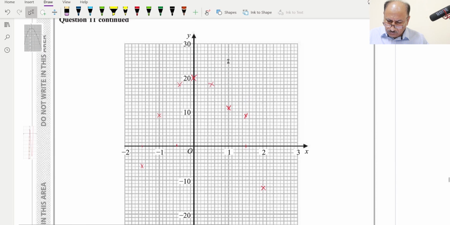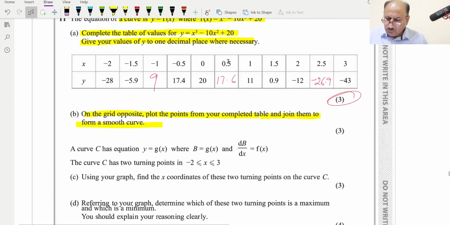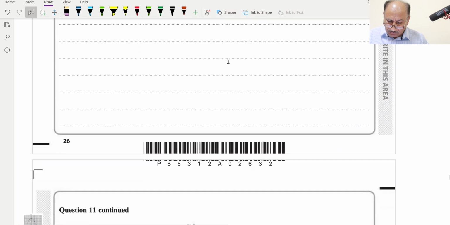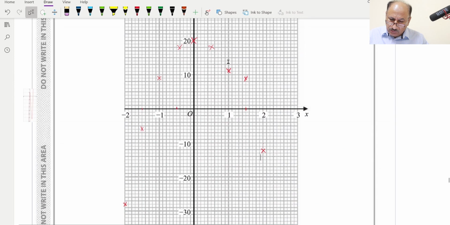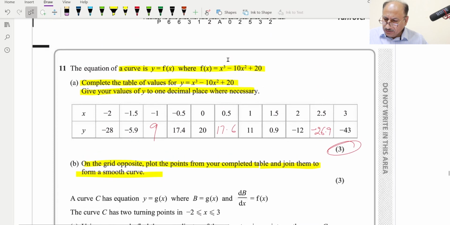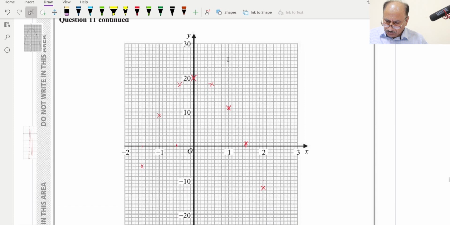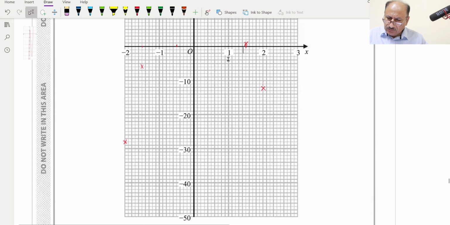So for 1.5 and 0.9, oh, 0.9 is not even 1. So 0.9 will be over here. So this will be the point. Yes, now it is on the curve. And next is 2.5 and minus 26.9. 1, 2, 3, 4, 5.